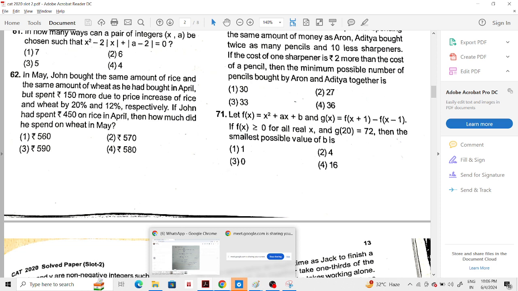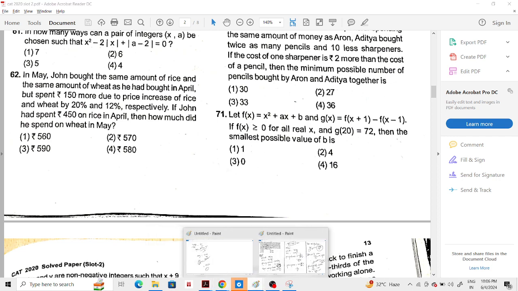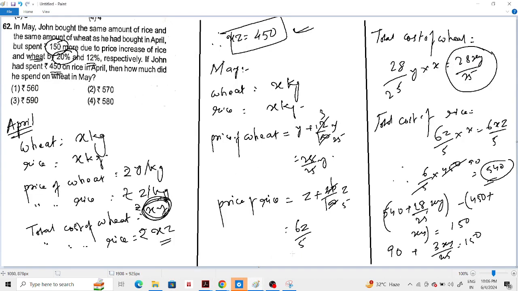So that is the new one. And the initial one was 450 and then it was X. So the difference between the two is 150 because it is said that 150 more he has spent. Right. Excellent process. That can also be done. That is of course a better one.